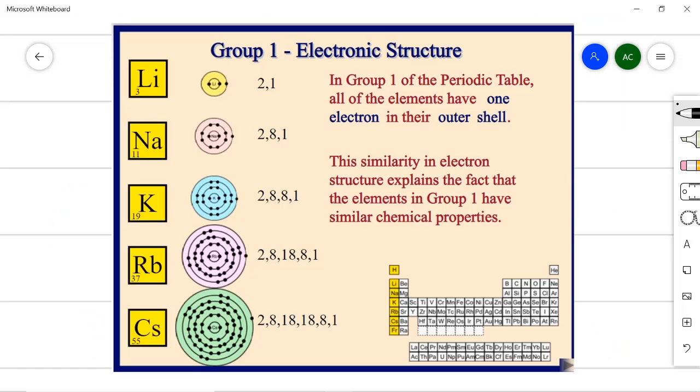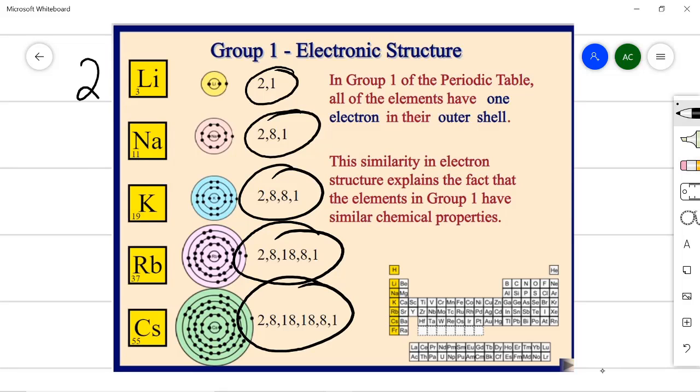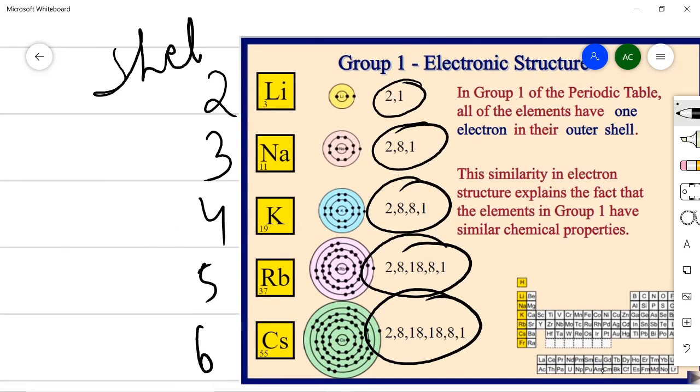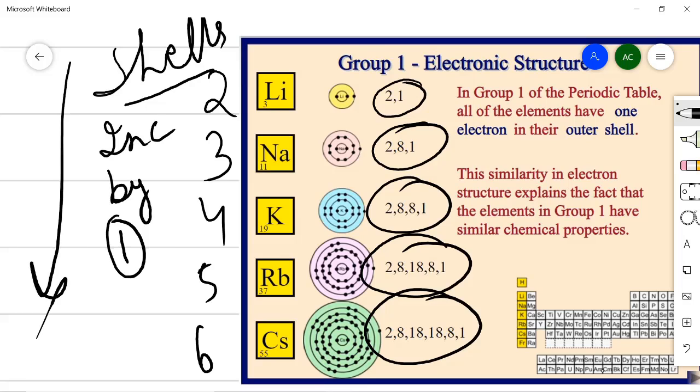So I will first study the general trend in a group. Let's see the first group. I'll take the example of the first group. A similar condition applies to all the groups, but I am taking the first group here. So for the number of shells, you can see here the number of shells is 2, here 3, here 4, here 5 and here 6. So 2, 3, 4, 5, 6. These are the number of shells. So the number of shells increases by 1 when we move down in a group.